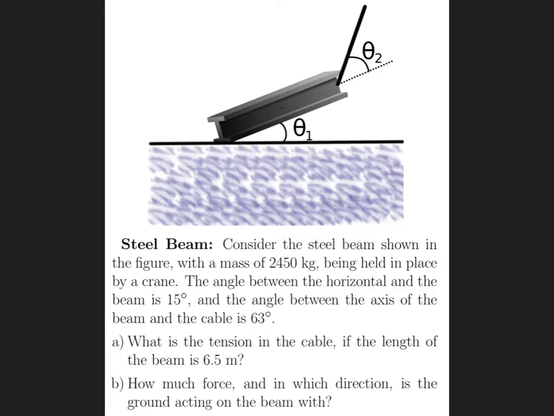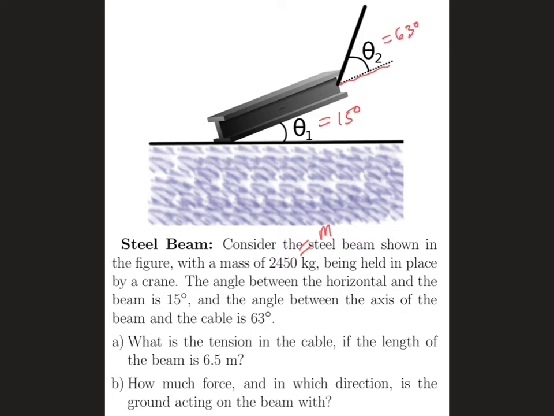It's got a mass M of 2450, so I'm going to go right ahead and call that mass M. And we're given two angles. The angle between the horizontal and the beam is 15, so that's right here. And the angle between the axis of the beam and the cable is 63. So you can see that that's the axis of the beam, and this thing is 63.